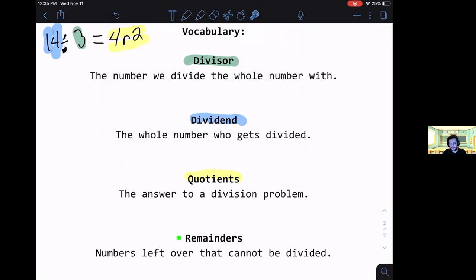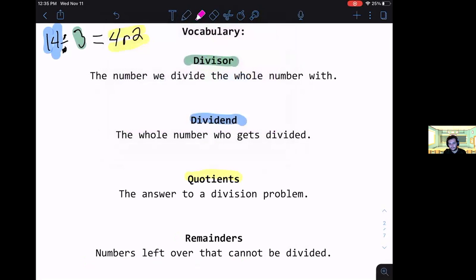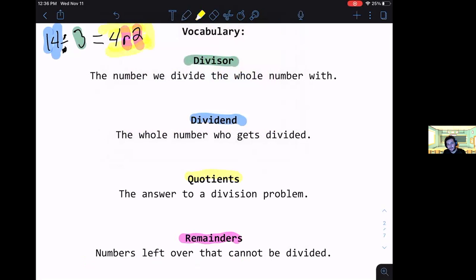Next, we have remainders. They are the numbers that are left over that cannot be divided. We'll highlight that in pink. Consider how in this equation we had 2 left over because you cannot equally split the number 2 into 3 groups, so we have the R2. We're going to do that in pink. Even though it is part of the quotient as well, you'll sometimes have a remainder. Let's get started with the math.